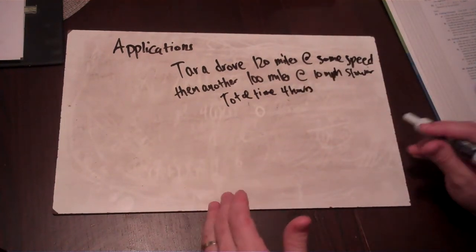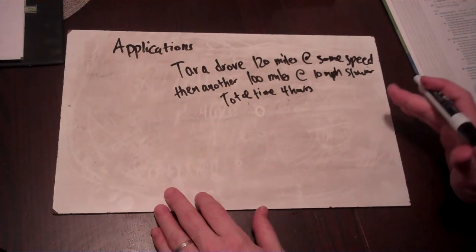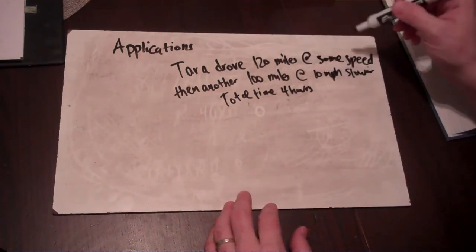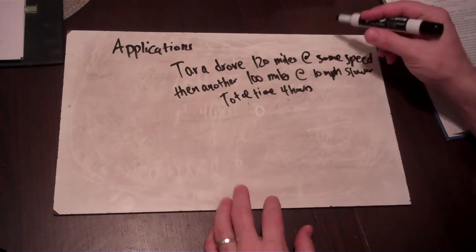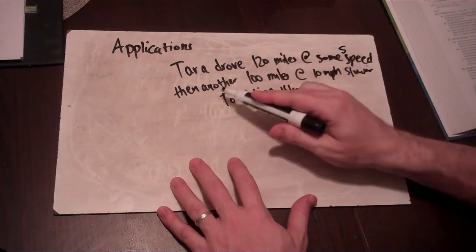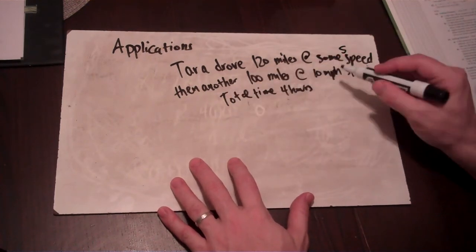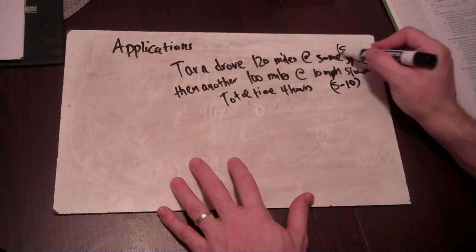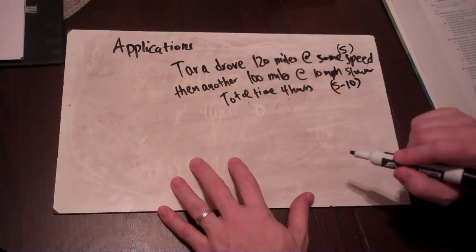So just like in the past, when we work on any other story problem, we're going to break it down. We know that she drove 120 miles at some speed. Well, we don't know what that speed is, so let's call it S. And then another 100 miles at 10 miles per hour slower, so this must be S minus 10. And the total time is 4 hours.